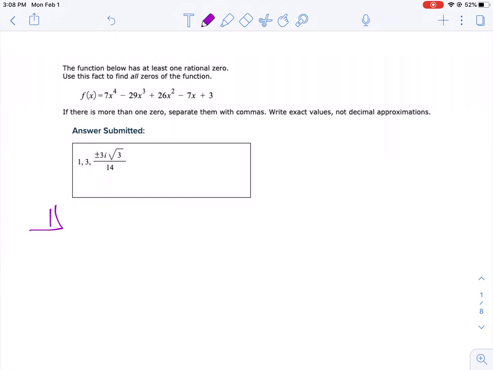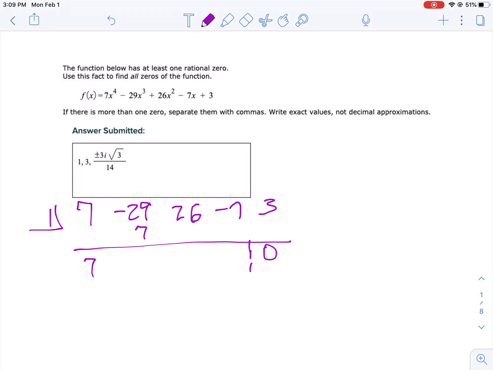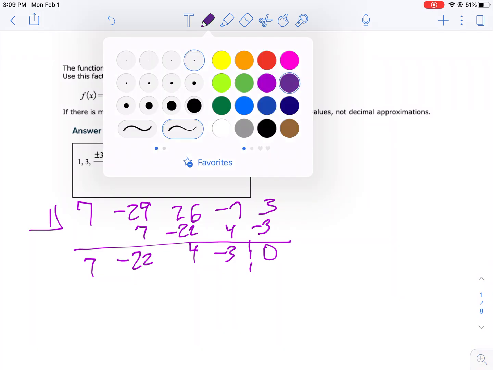So let's check. So we have 7x to the 4th, negative 29x cubed, positive 26x squared, negative 7x, and a positive 3. If it is a root, we should get 0 for a remainder. So I bring down the 7. So that's negative 22, which would make this positive 4, which gives us negative 3, which is 0. Okay, so the 1 is a root. Let's see if 3 is also a root.